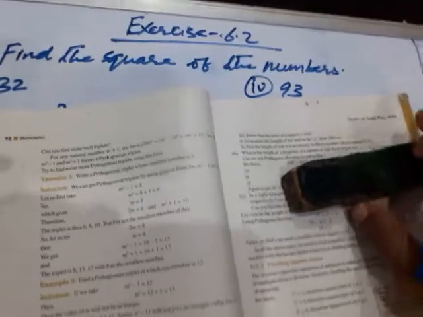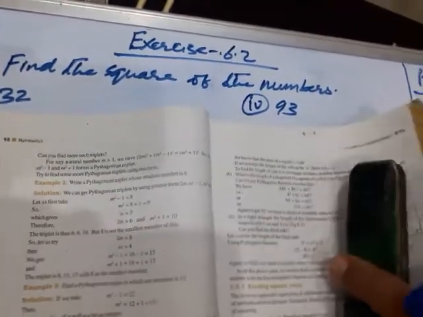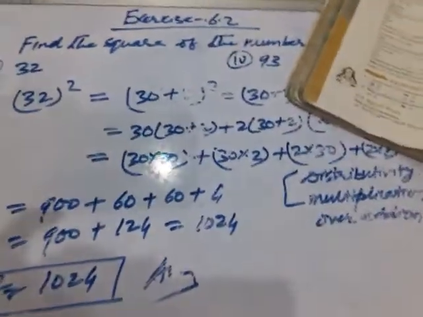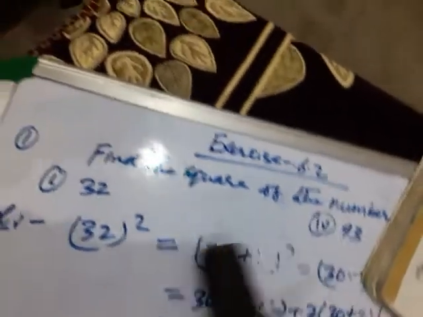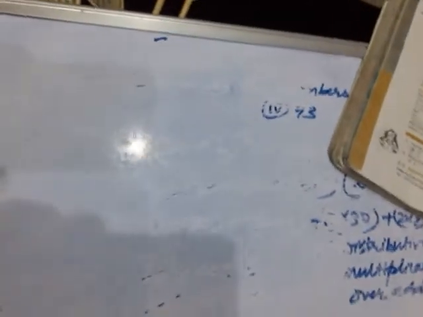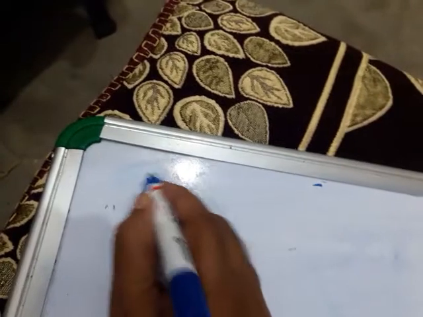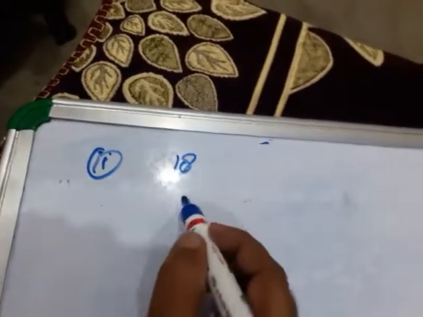Similarly for the fourth part of the same question, you can find out the Pythagorean triplet. Clear children? Now let us move to the fourth part. Here one of the members of the Pythagorean triplet is given to be 18. So you have to find the other two members.